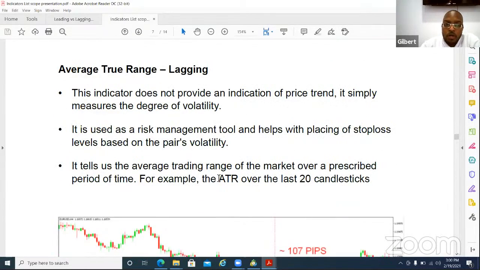We have another one called Average True Range, or ATR. And this is a lagging indicator. This indicator does not provide an indication of price trend. It simply measures the degree of volatility. So ATR is not used to determine whether we should be buying or selling. ATR is used as a risk management tool because it helps with the placing of stop losses based off of the pair's volatility.